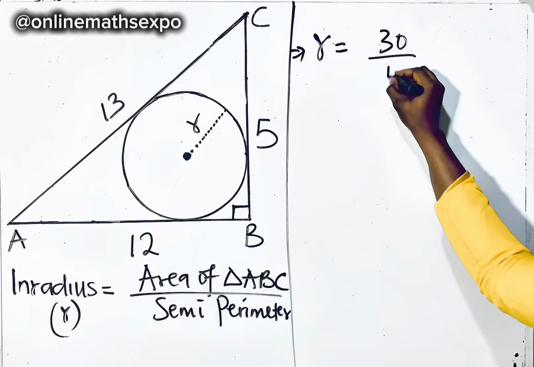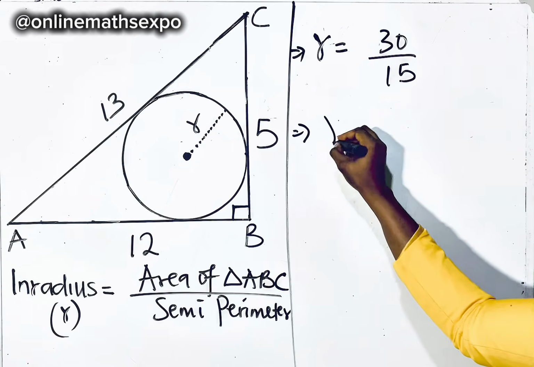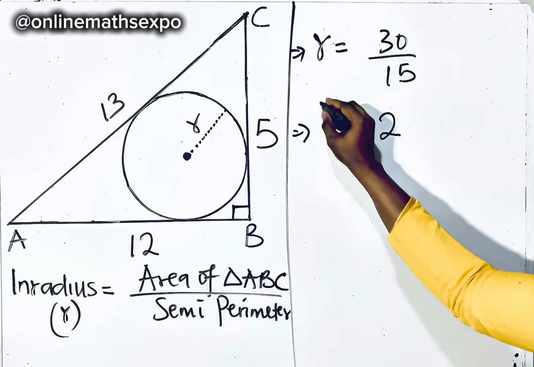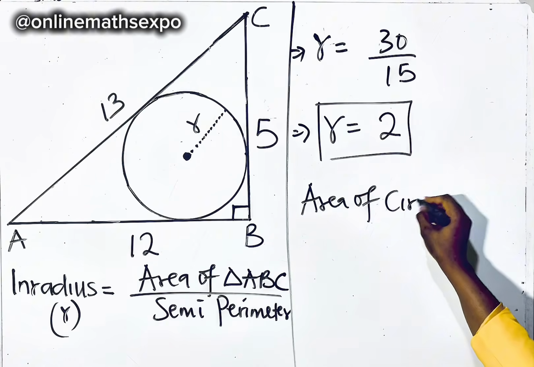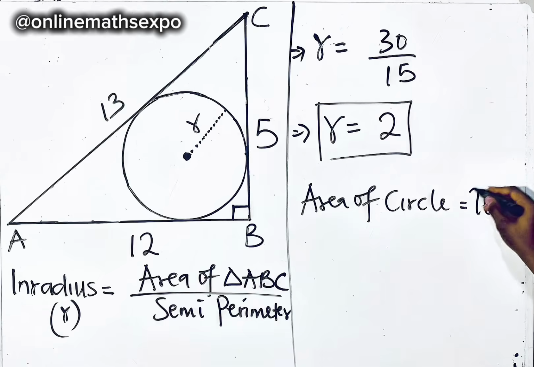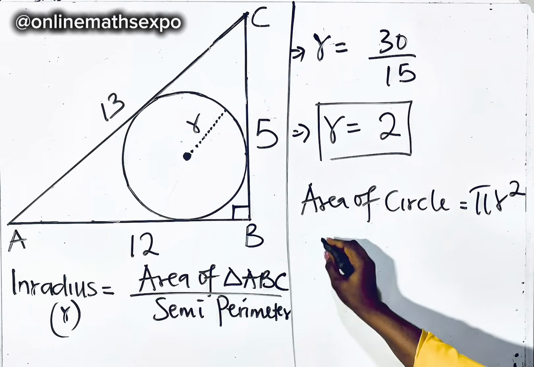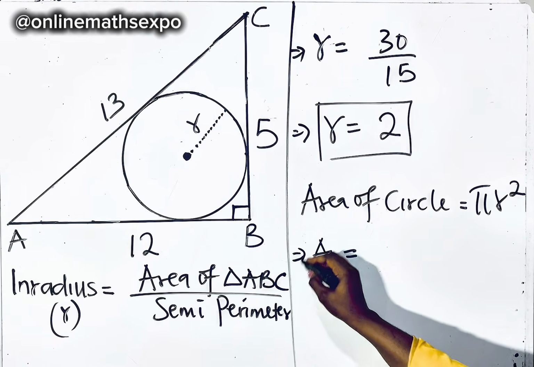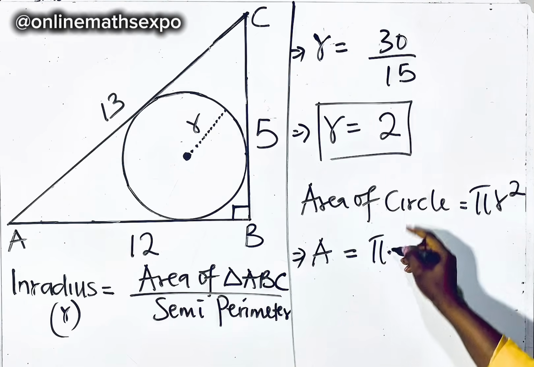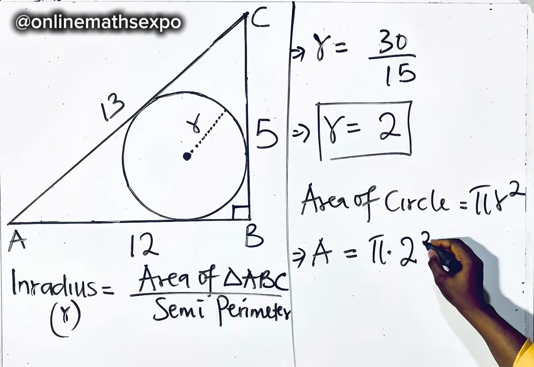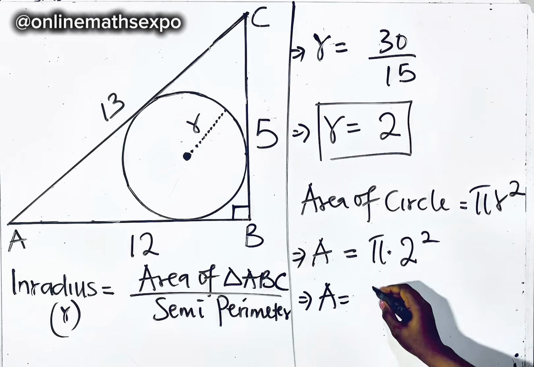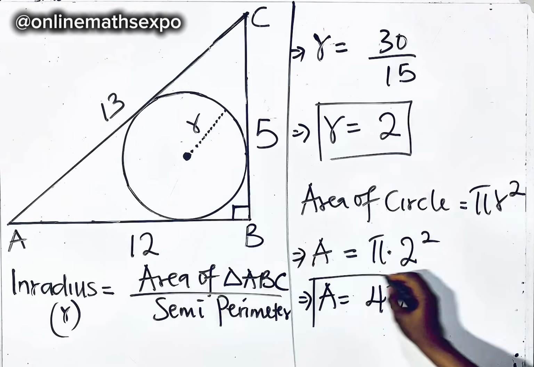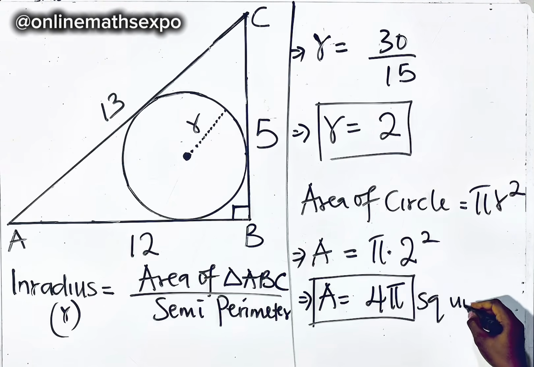The semi-perimeter, we got it as 15. So the radius is, divide this, it gives you 2. Since the radius is 2, we can now have it that the area of the circle, we said, is pi r squared. So the area of the circle gives us pi multiplied by the radius, which is 2, and then you square it. If you work that out, 2 squared is 4, and that gives us 4 pi squared units. That is the area of this circle.